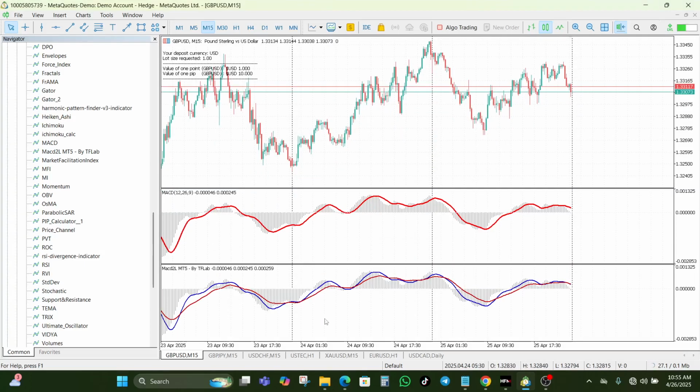All right, so you can see the difference, right? This is the standard MACD indicator that is built in. This is the standard built-in MACD indicator on the MT4 and MT5 platform. Then this is the MACD2 line indicator. This is the custom indicator that I am referring to.